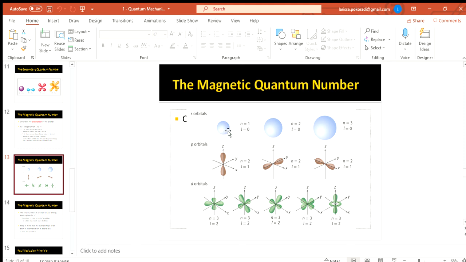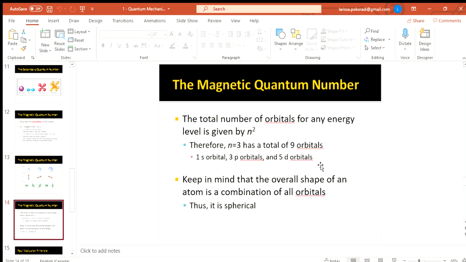Each s orbital can also hold 2. Each p orbital can also hold 2. It's always going to be 2, okay? So let's find out how many orbitals a specific energy level like 1, 2, or 3 n can hold. If we have n equals 3, we would have 1 s orbital, 3 p orbitals, and 5 d orbitals, just like what we saw on the last slide.